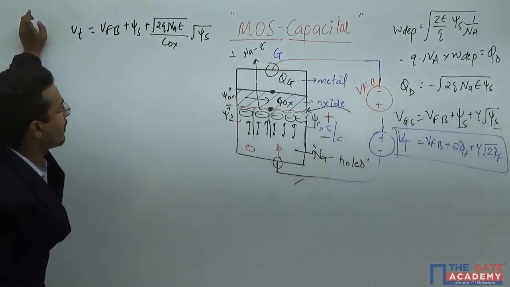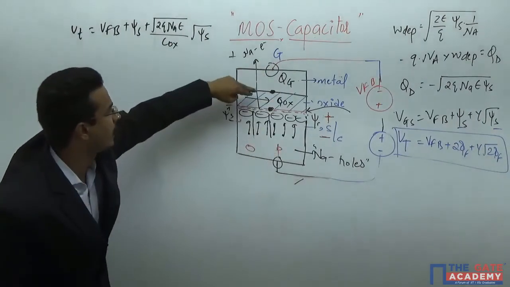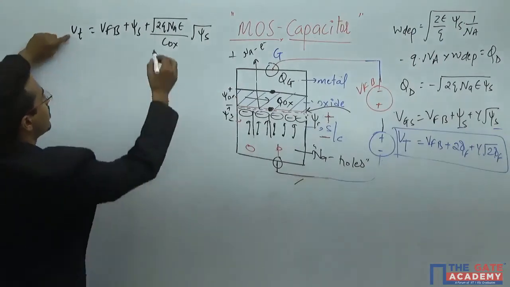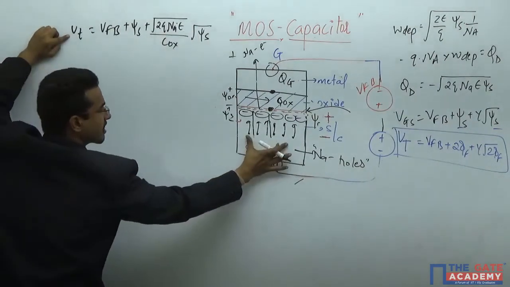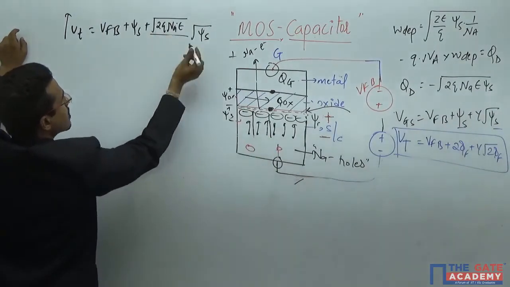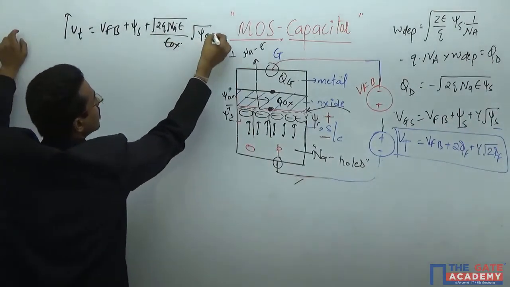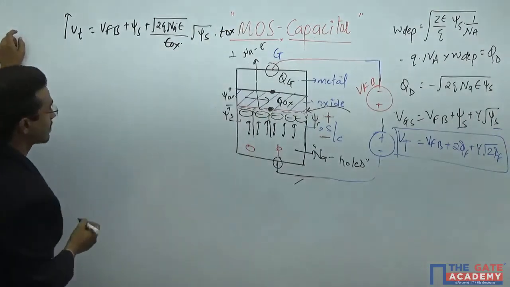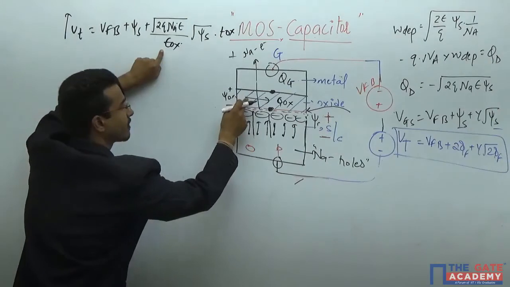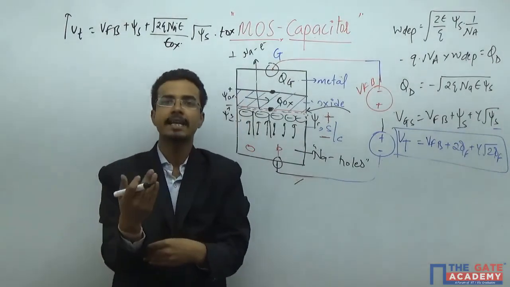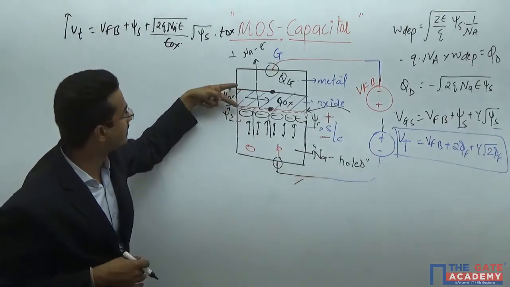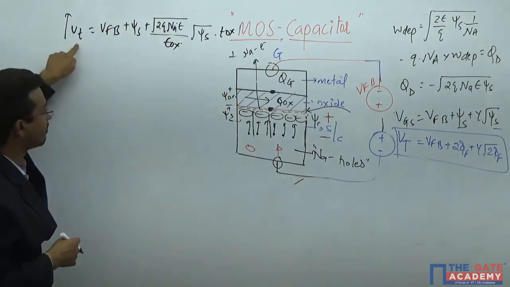Now, the effect of various parameters of this device on the threshold voltage. If you increase the NA, that means the doping of the substrate, this will increase. Also epsilon upon TOX. If you increase the permittivity of this oxide, that is, if you use a high K dielectric instead of any low K dielectric, automatically this VT will decrease.